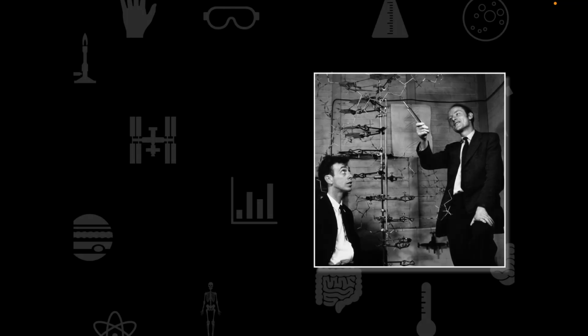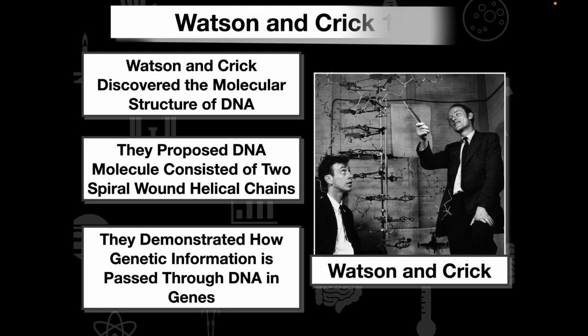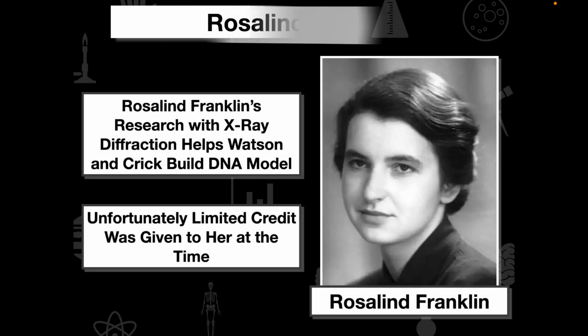Now, I also want to discuss two important scientists here. We have Watson and Crick. Watson and Crick discovered the molecular structure of DNA. They proposed DNA consisting of two spiral wound helical chains. This is in 1953. They're really the first ones to demonstrate how genetic information is passed through DNA in genes. But a more important figure here is Rosalind Franklin.